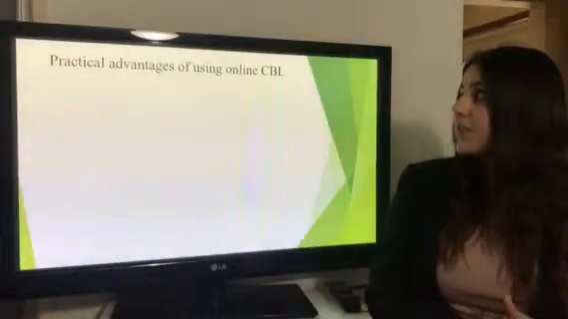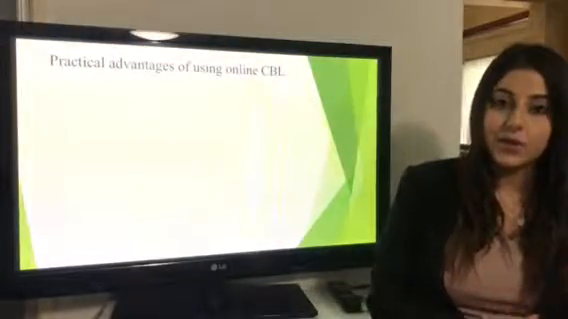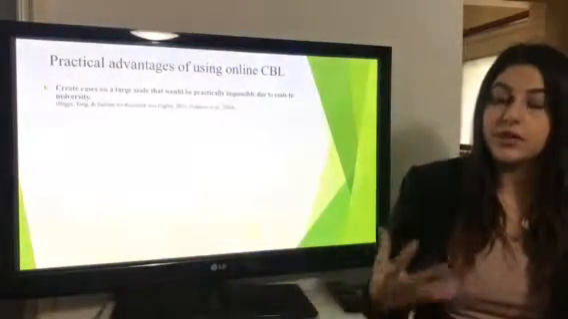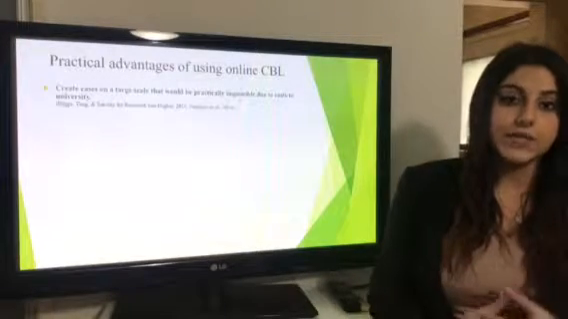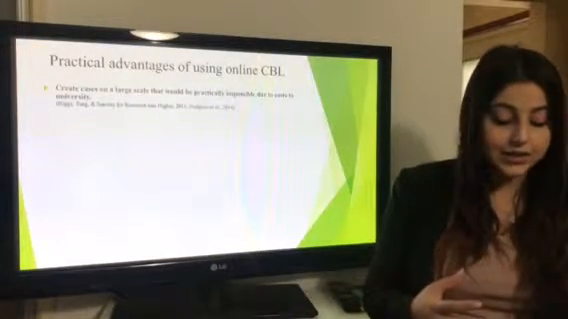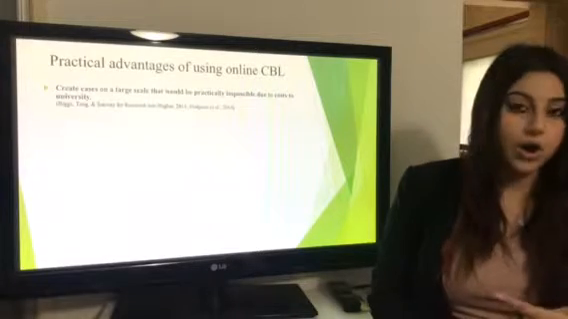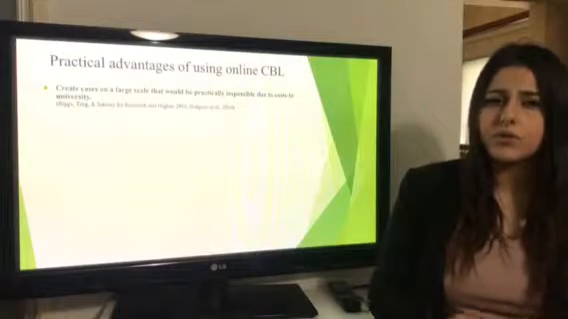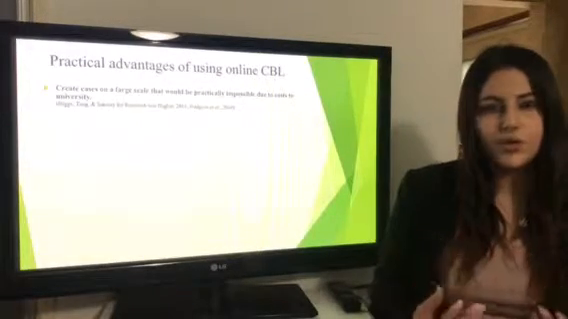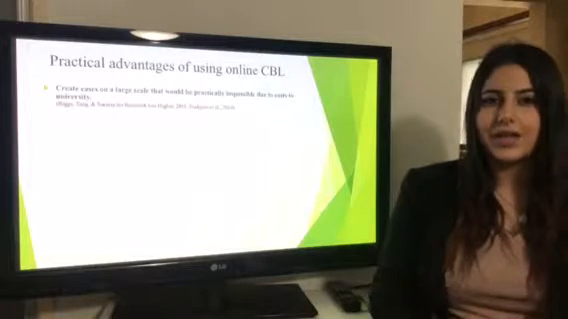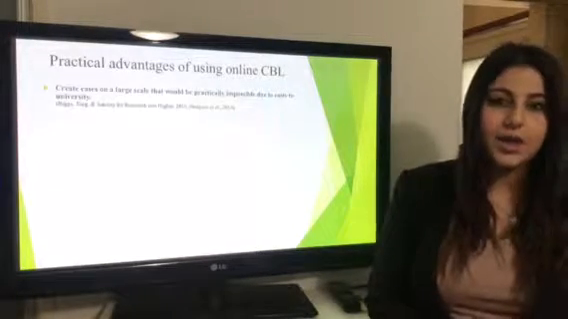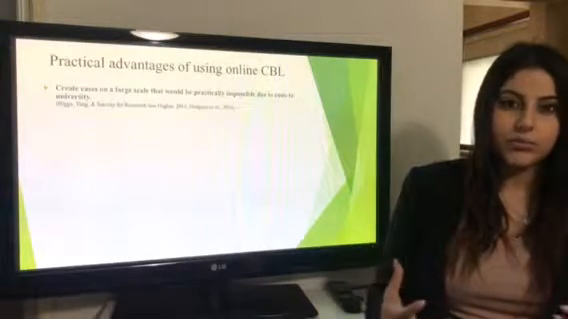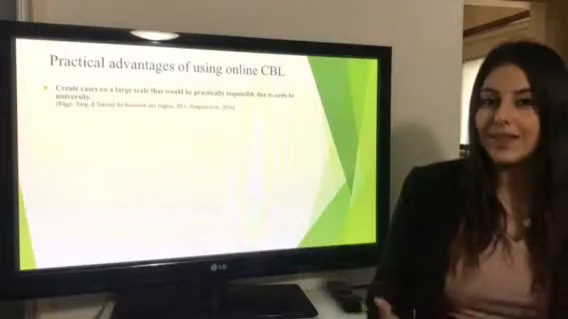Now, the practical advantages of using an online case-based learning system include being able to create cases on a large scale or for a large group of students that may otherwise be too costly to the university. Now, this would include financial costs, time, resources and staff. Being able to source the right molecules and patients and situations to create these real world cases is near impossible in the timeline that students actually study their biochemistry course. So by having an online platform, it allows them to easily access these.